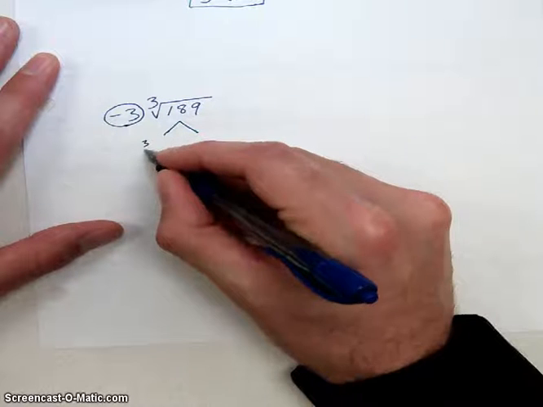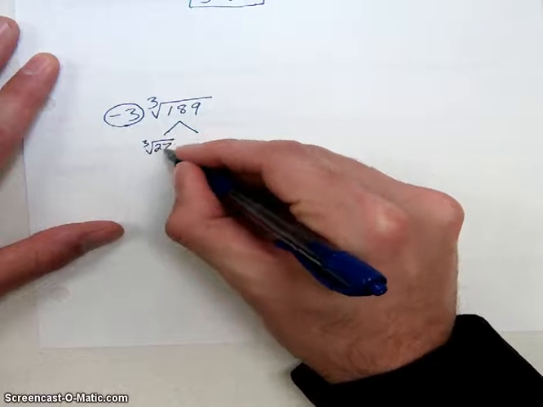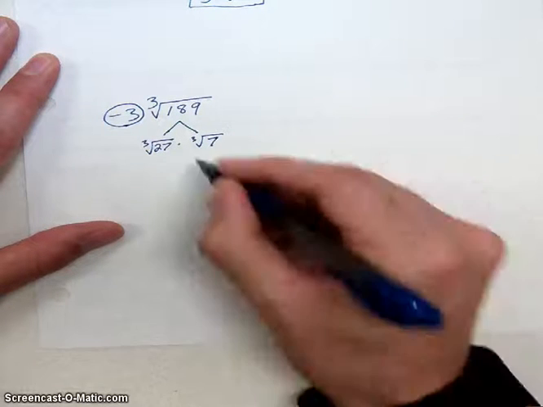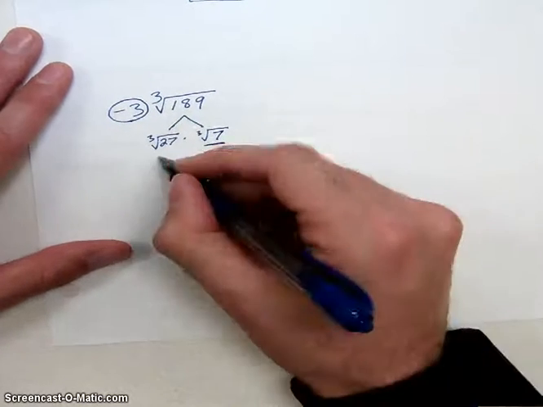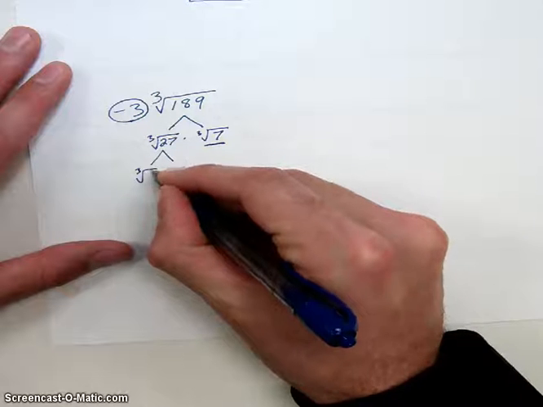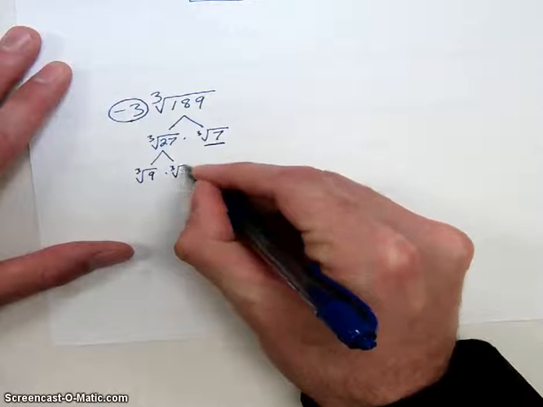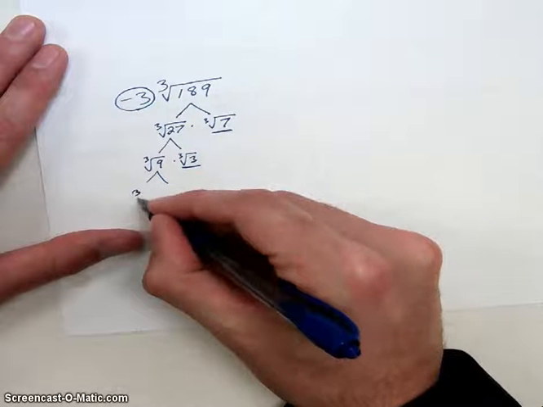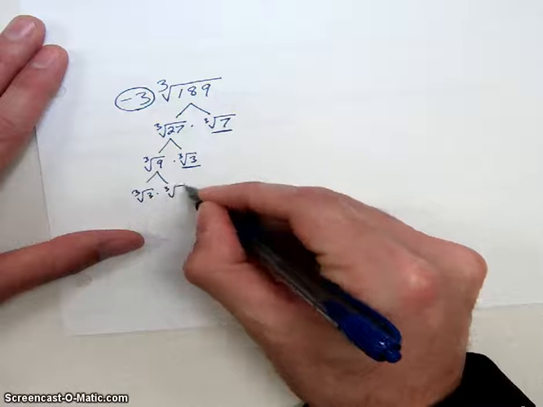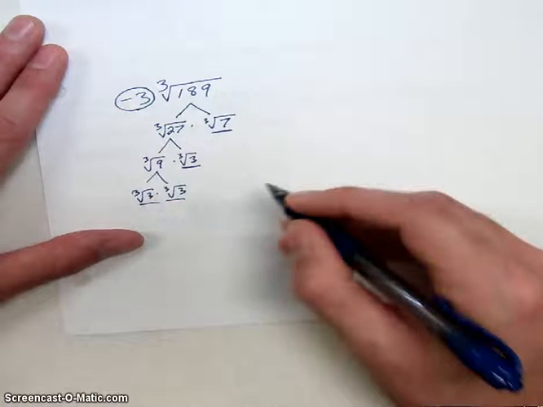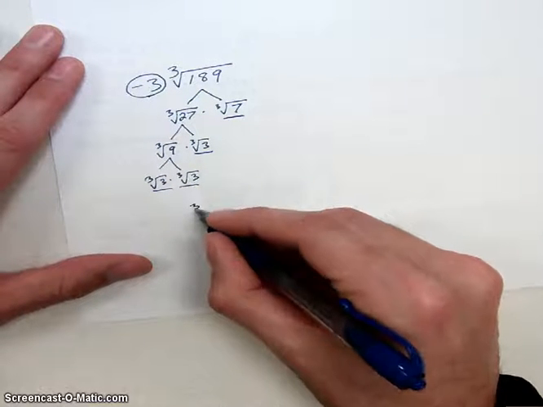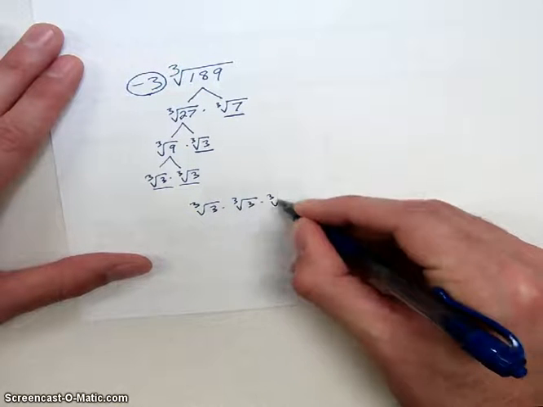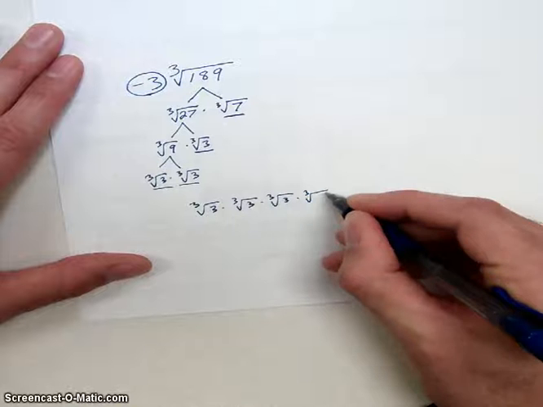This is going to be the cube root of 27 times the cube root of 7. That is prime. I can stop with that one. This one can be broken down further: cube root of 9 times the cube root of 3. That one's prime. And this one can be broken down into the cube root of 3 times the cube root of 3. And both those are prime. Writing out all of these, I'm going to have the cube root of 3 times the cube root of 3 times the cube root of 3 times the cube root of 7.